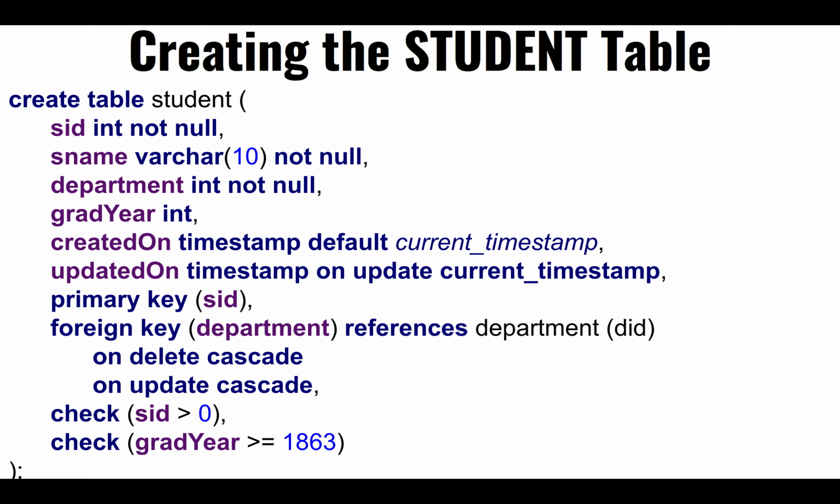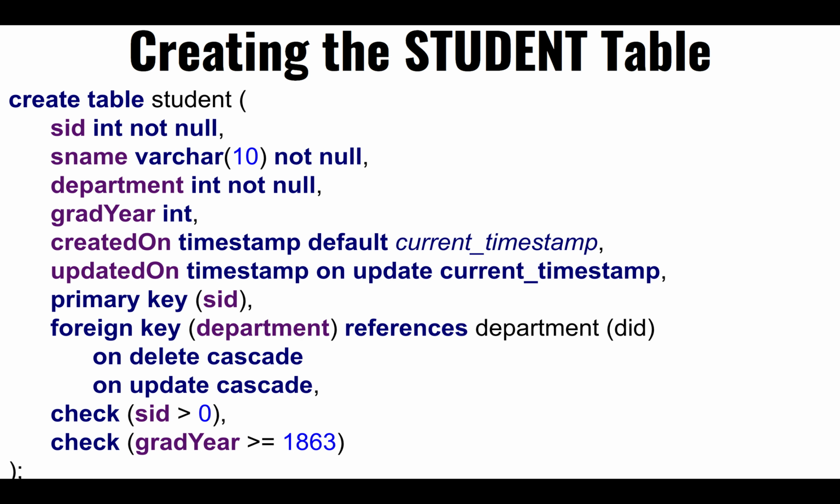The graduating year is an integer. Created on is a timestamp. You can also use a default keyword where it allows you to give it an initial value, right? If it's an integer, you can give it a default integer value or default string value or default date. In this case, we are using a timestamp, and we are using default current timestamp. Current timestamp is a keyword in SQL which looks at the current time in the system, in milliseconds, and it sets it as a timestamp in this case.